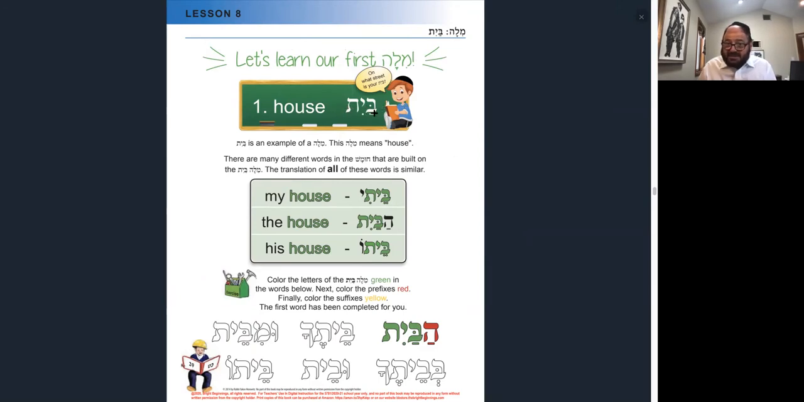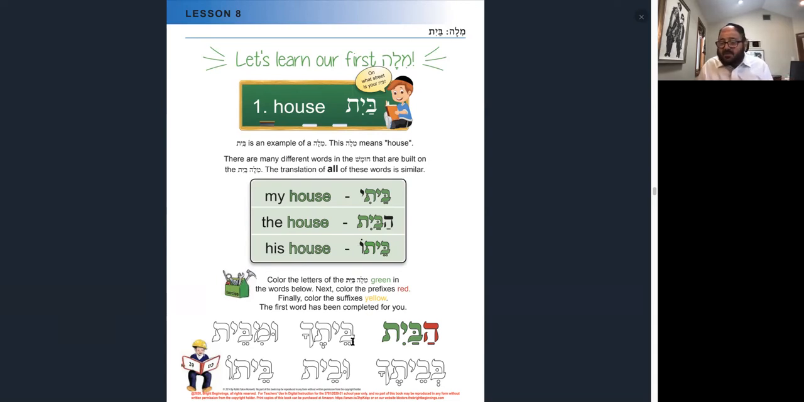3 letters, bayis, beis yud saf, which means house. Beisi: follow the cursor here, that yud at the end of the word means my. So beisi is my house. And this is a prefix; this one was a suffix. This is a prefix. Habayis is the house. And beisav, the vav at the end of the word is a possessive term, meaning his house.